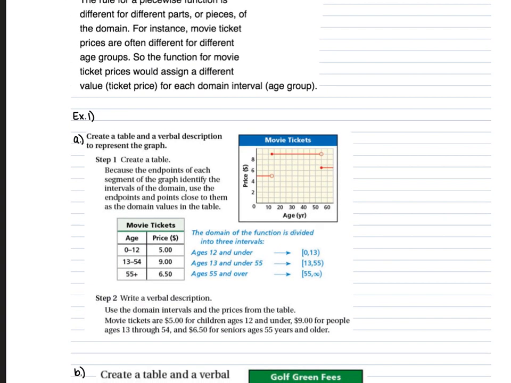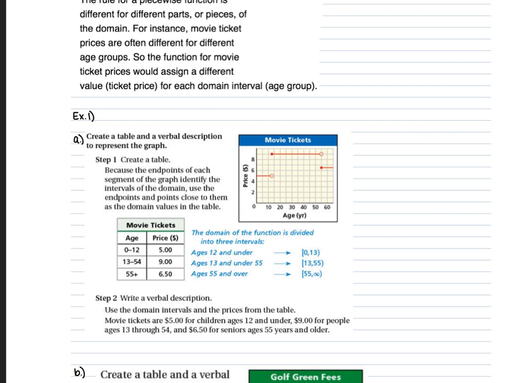So if we look at example 1, it tells us to create a table and a variable description to represent the graph. So if we look here, we have prices, we have ages, we have movie tickets. So obviously movie tickets cost a certain amount based off of the age of a person. So from 0 to 12, it's about 12. We could say that between 10 and 20, that line for your x-axis is 15, and then right before it would be 13, 14, 12, somewhere in there.